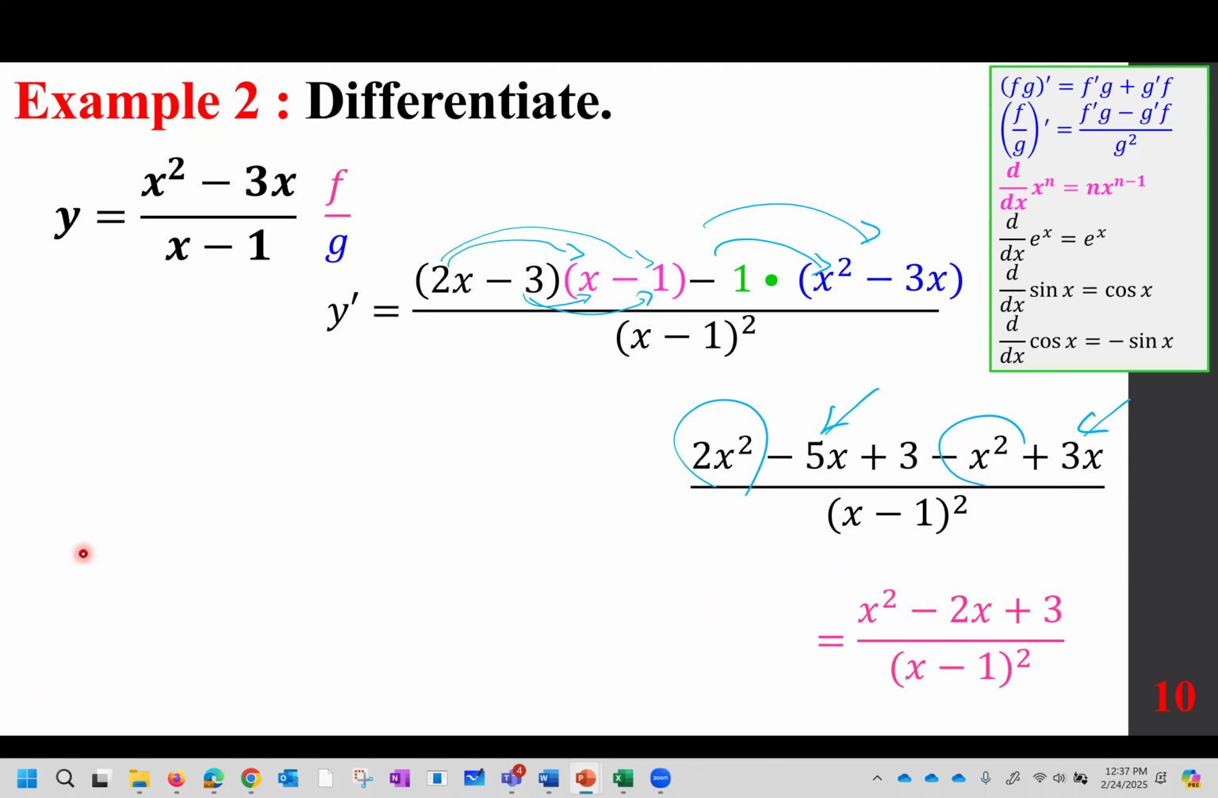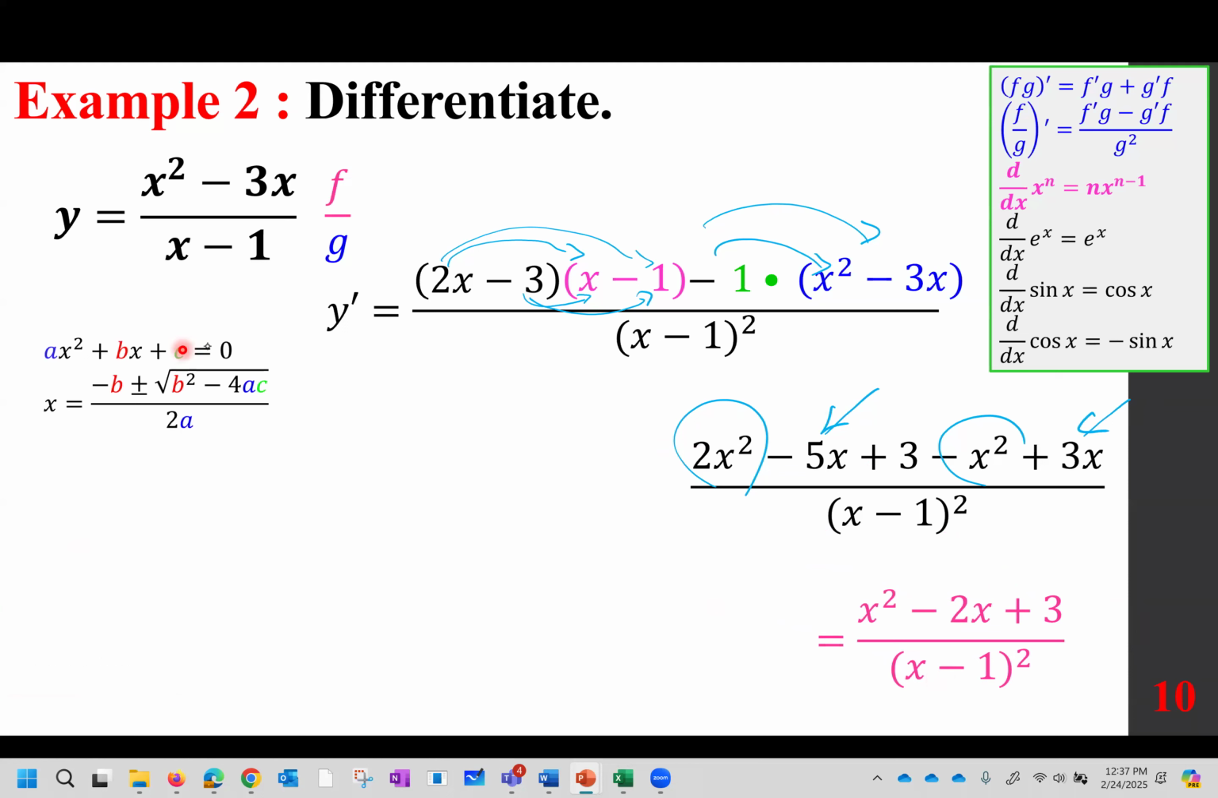I want to explain why. Number one, the top can't be factored, period. I'll show you why. Number two, even if it can be factored, you need a factor of x minus 1 to simplify it. So how do we know it can't be factored?